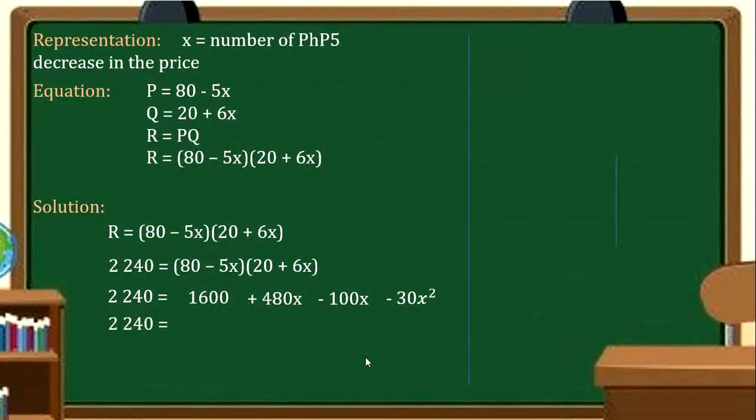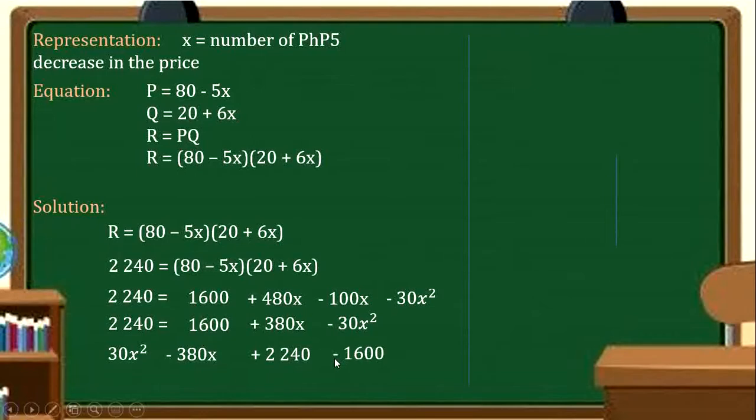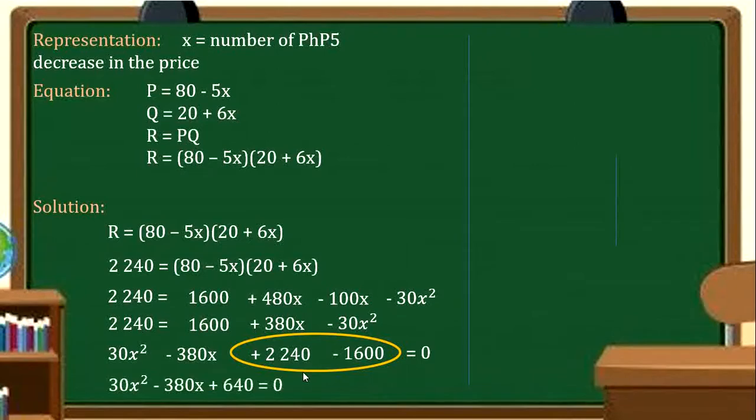So, 2,240, so simplify lang natin. So, ang sagot dito ay 380x minus 30x squared. So, isulat natin in standard form. So, magiging 30x squared, nilipat, minus 380x, and then 2,240. So, inilipat din si 1,600, kaya naging negative, equals 0. Then, simplify, 2,240 minus 1,600. So, magiging 30x squared minus 380x plus 640 equals 0.